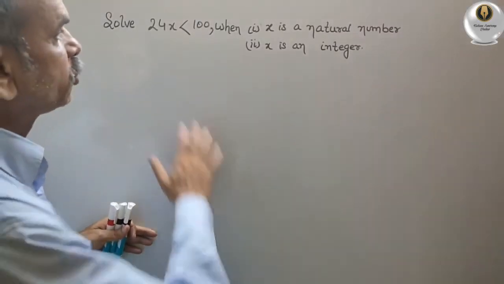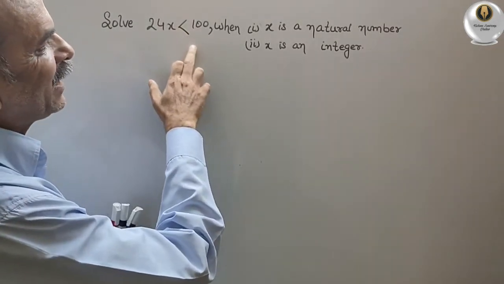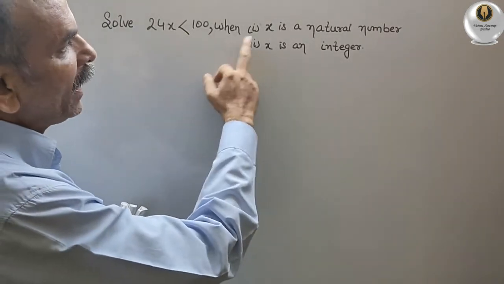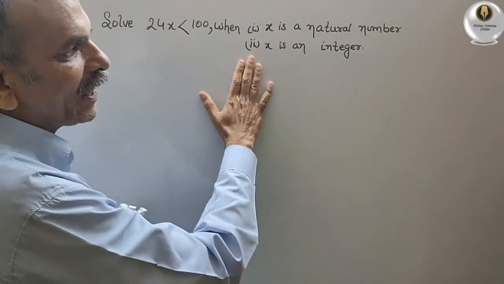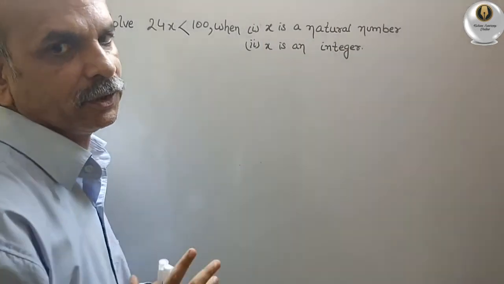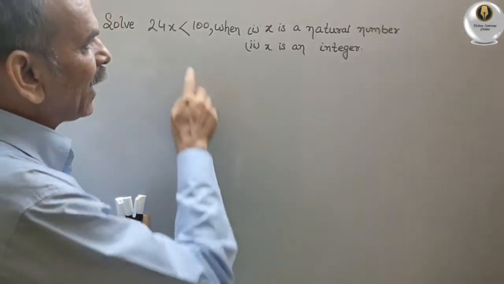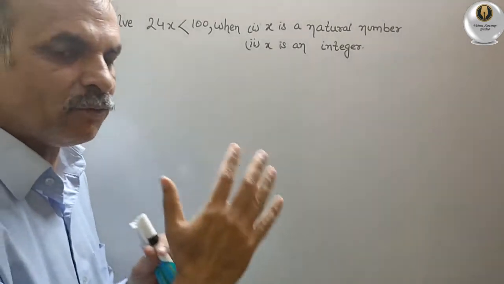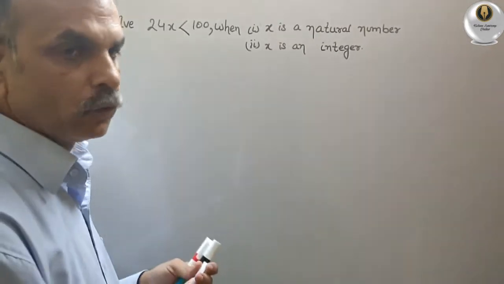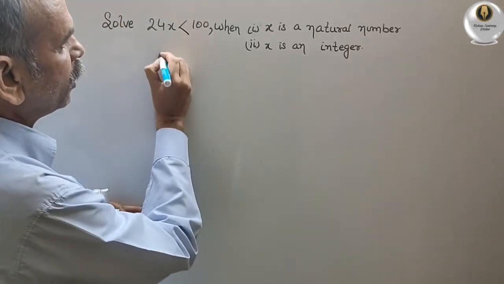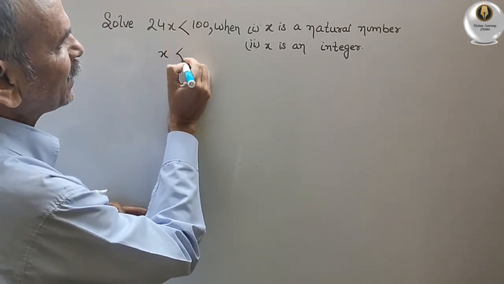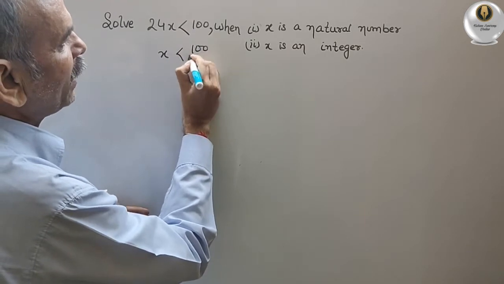Your question is: solve 24x < 100 when x is a natural number. The second condition is x is an integer. How are we proceeding with that inequality? Like that we will go first. So you can see x should be less than 100 by 24.